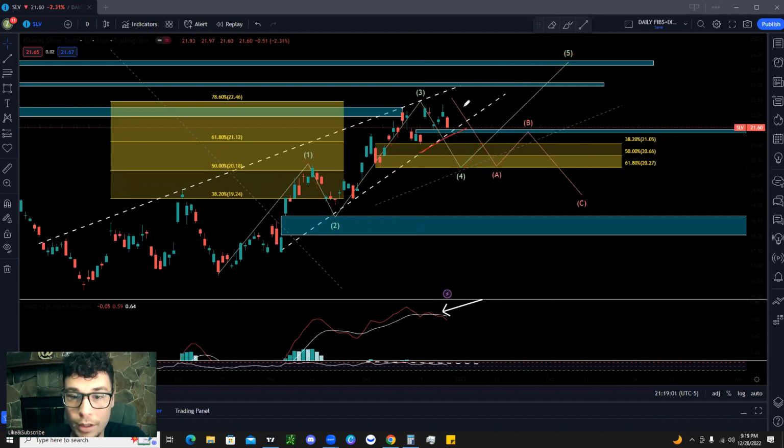Or, once we break this trend line, we could come down here and get an ABC move to the downside, a 3-wave move to the downside, and potentially fill this gap right around 18. So be very mindful, be very careful of that.